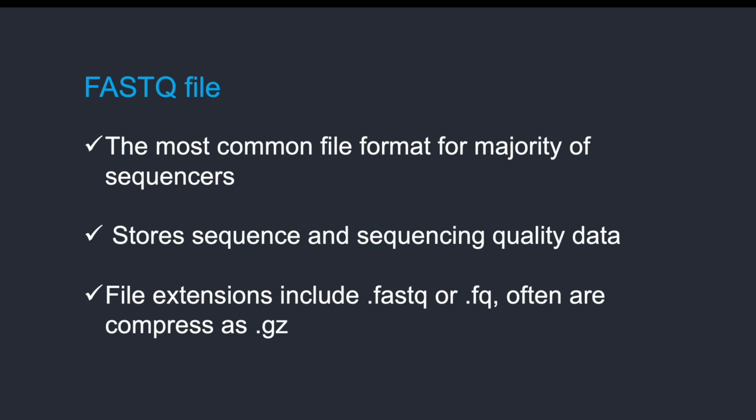FASTQ is a text file. The common file extensions are .fastq or .fq. FASTQ file could contain millions of sequences. Therefore, the file size could get much bigger. To reduce the file size, standard text compressions are frequently used.